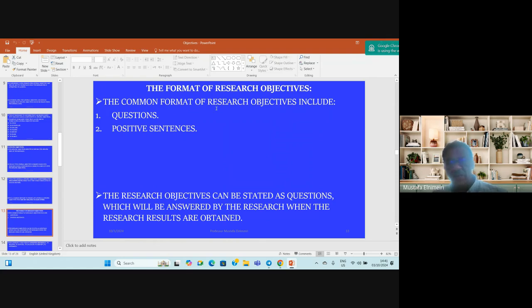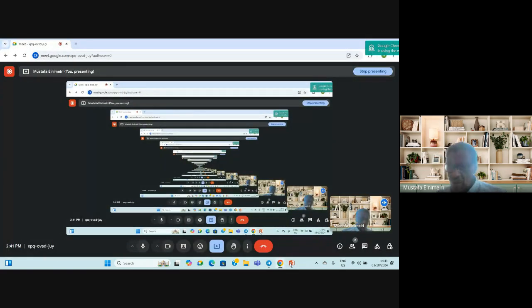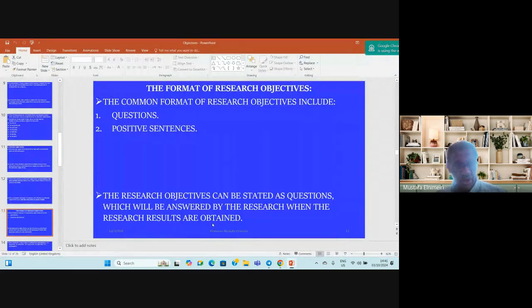The common format of research objectives includes the question format or the positive sentence. The research objective can be stated as questions, which will be answered by the research when the research results are obtained. The question format is used by some investigators and some authors. They write that they can formulate questions which they try to find answers for through the conduct of the research project.